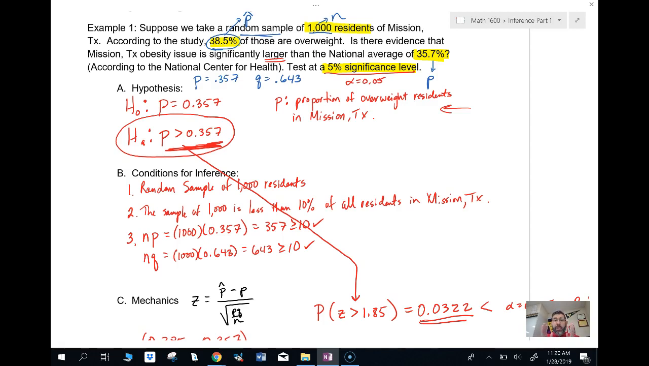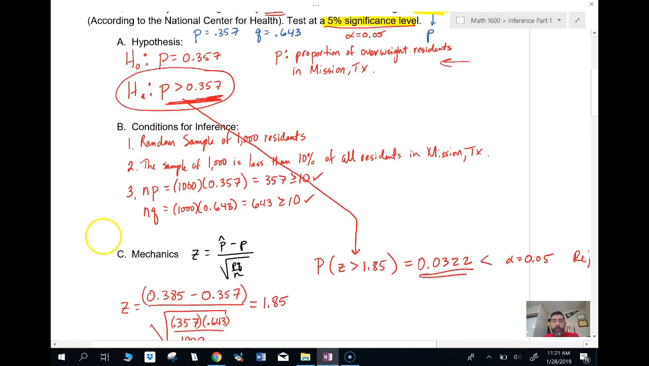Here's what's going on with a hypothesis test. My assumption is that the null hypothesis is true. In my entire test, I'm assuming the null hypothesis is true, and I'm going to try to provide evidence that the alternative is really the true statement. Throughout, we're asking what would happen if my 1,000 residents really mirrored what I would expect of the national average at 35.7%. That's why my null hypothesis was p equals 0.357, and my alternative was p greater than 0.357.